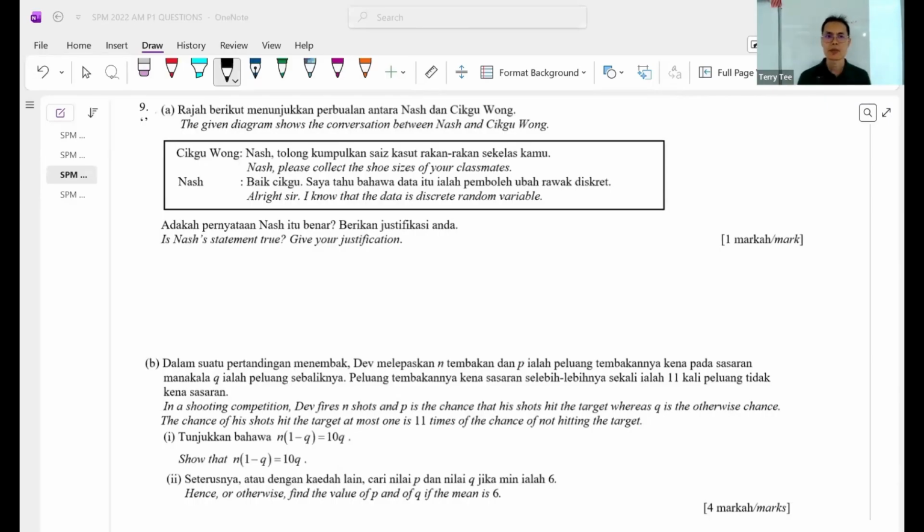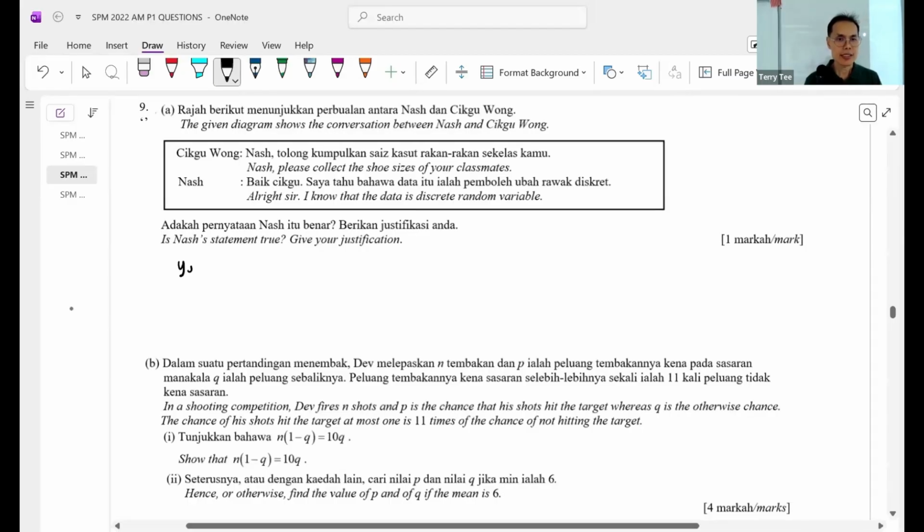Let's look at question number 9. The given diagram shows a conversation between Nash and Jake Wong. Nash says: Please collect the shoe size of your classmates. Jake Wong says: All right, sir. I know that the data is a discrete variable. Is Nash's statement true? Give your justification. So how do you know whether data is discrete? What is the keyword? Is it true? The answer is yes. Why? What can you say about shoe sizes? The keyword is what?